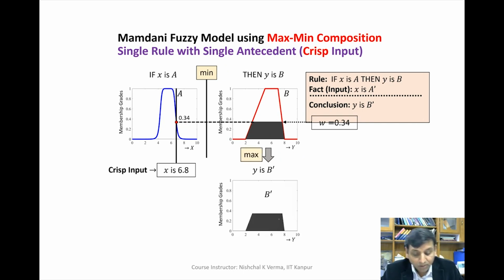So that's how x equal to 6.8 is giving us the output as B dash, and this is nothing but what? This is the fuzzy value.